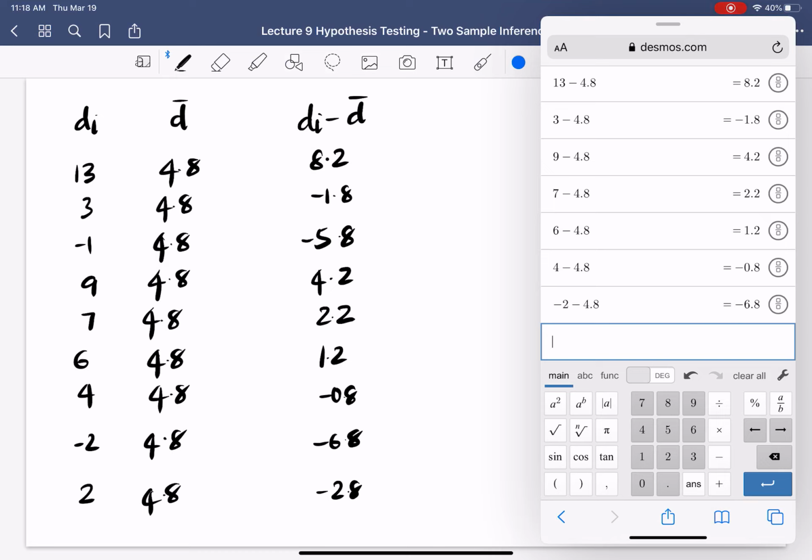So now we want to square those values. So you have 8.2 squared, that's 67.24, minus 1.8 squared.